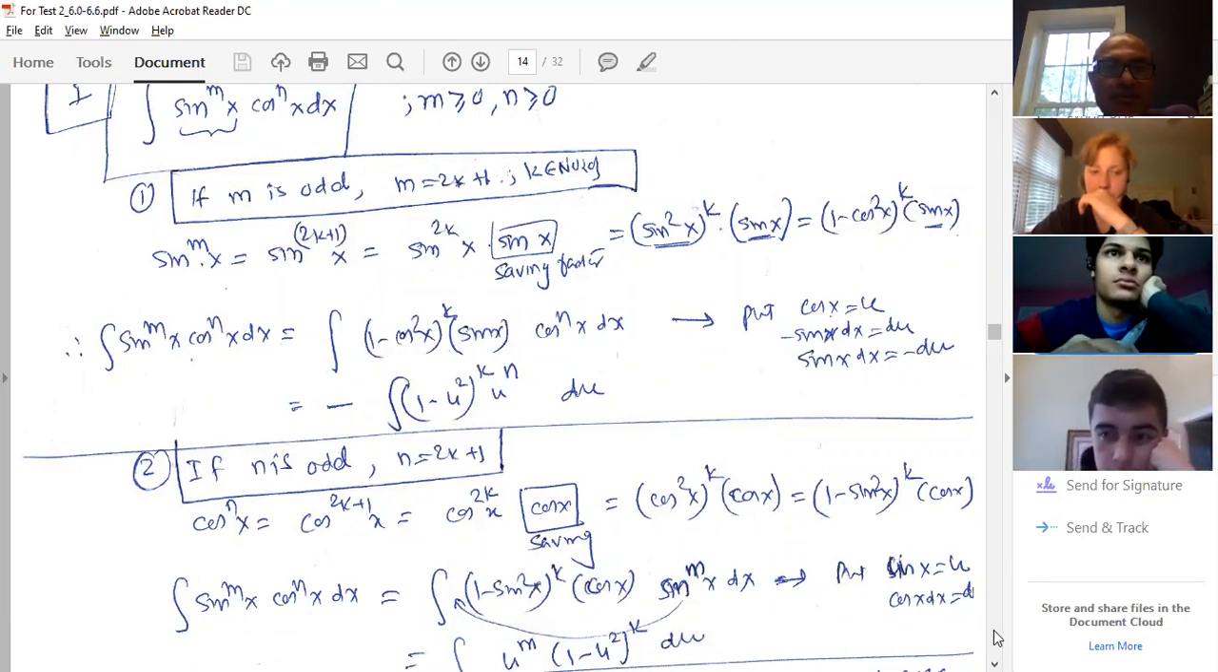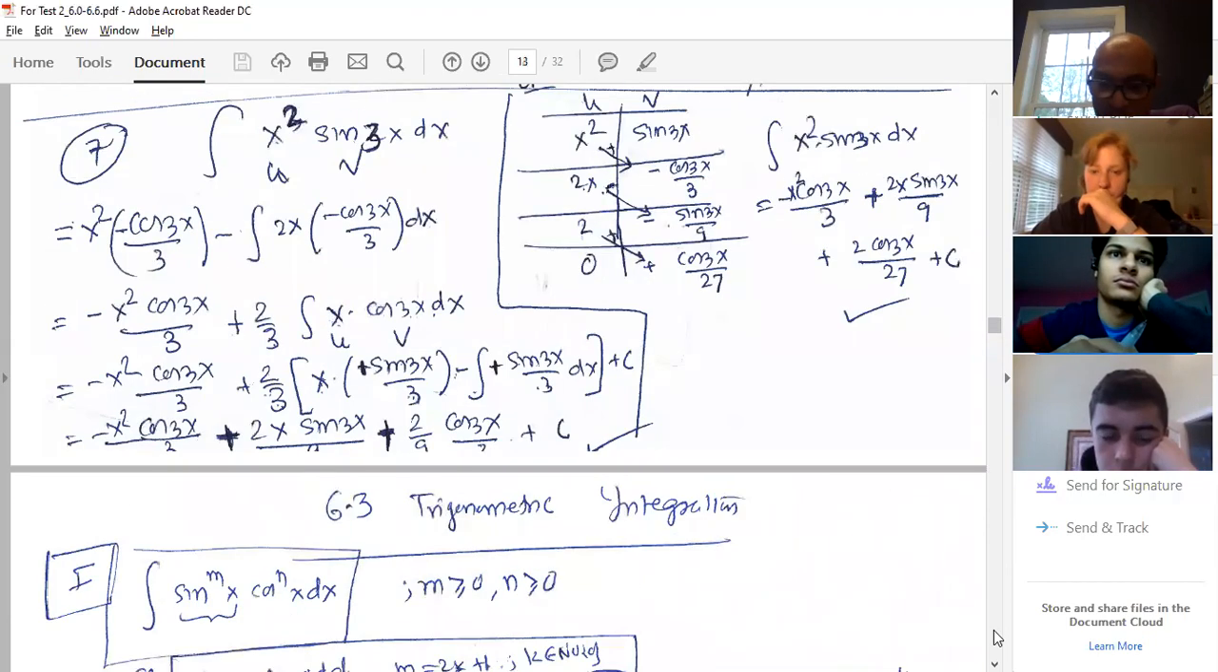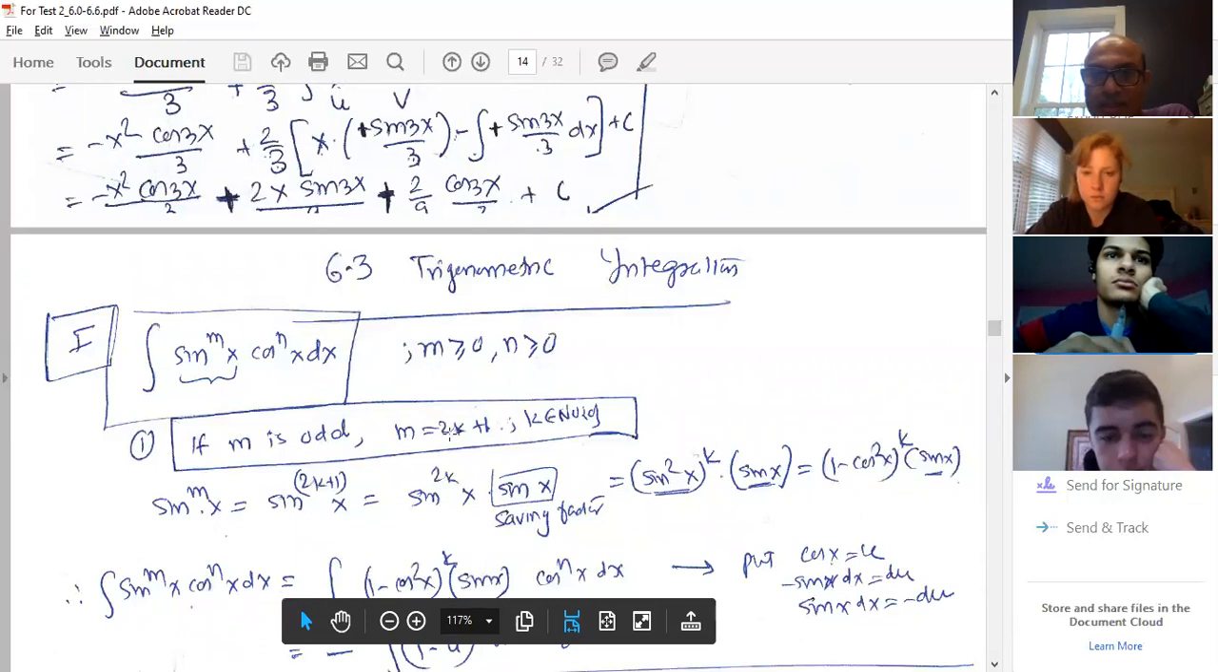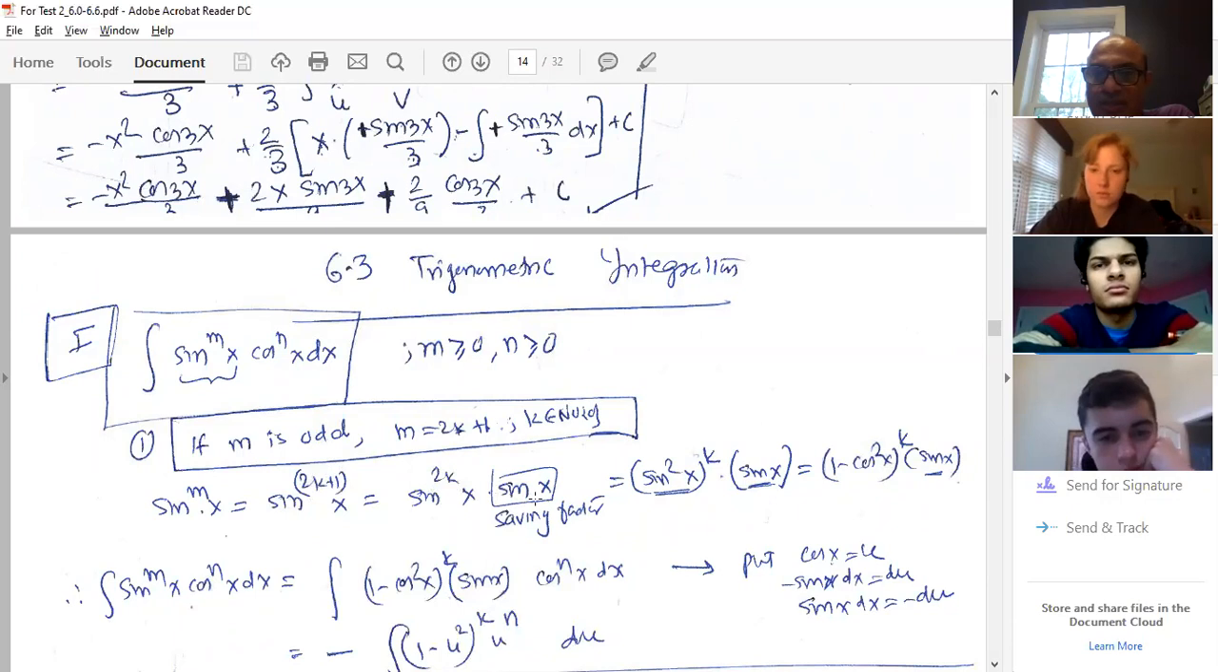Okay. So we started the trigonometric integration yesterday, and the first part of trigonometric integration is sine and cosine functions, sine to the power m and cosine to the power n. And I told you that if m is odd, that means 2k plus 1, the saving factor is a sine factor, because sine to the power 2k plus 1 can be written as sine to the power 2k, and one sine factor you can separate out. So that's a saving factor.